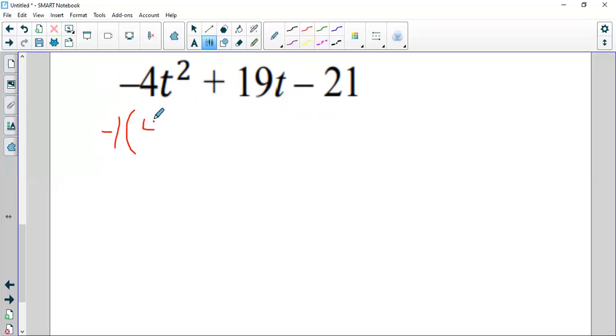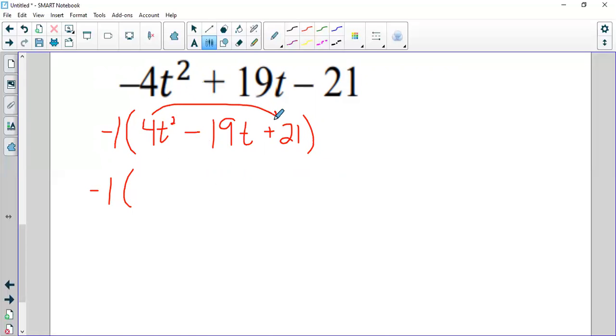So this is now a positive 4t squared, a negative 19t, and a positive 21. All right? That -1 is just going to come along for the ride. I'm going to slide, divide, slide. I'll take this 4 and slide it there. That means my trinomial is now t squared minus 19t plus 84.